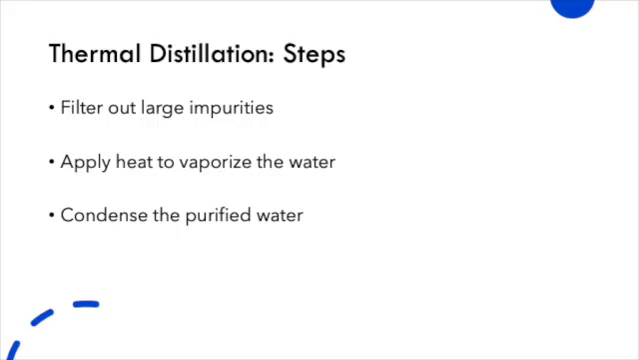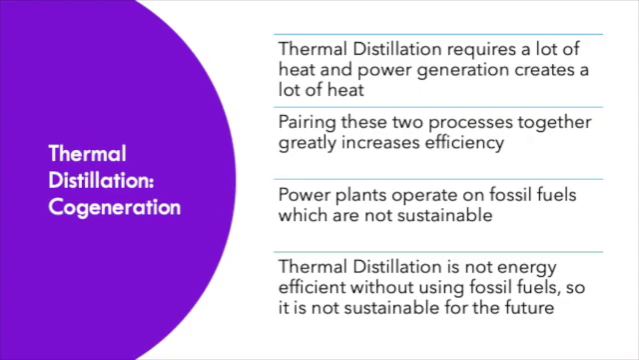There are three main steps in the process of thermal distillation. The first step is filtering out large impurities, such as sand or rocks. Next, heat is applied to the water to create a vapor. This vapor is then collected and cooled. The salt and other impurities are left behind when the water boils away, and these are discarded as waste. This process requires a large amount of heat in order to complete, and on its own this process requires too much energy to be efficient.